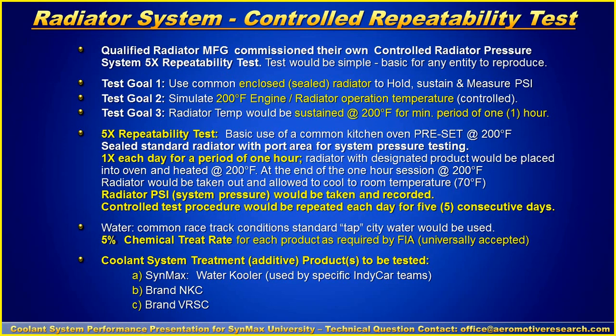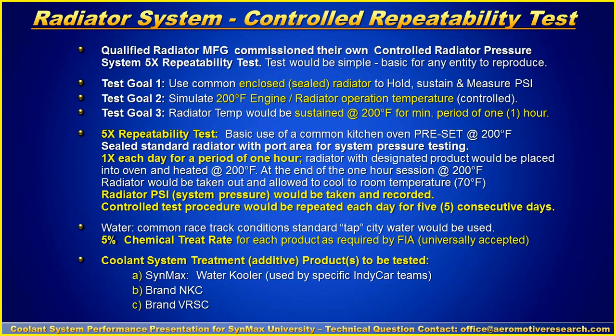The test used a common kitchen oven, preset at 200 degrees. A sealed standard radiator with the port areas for system pressure testing was provided. One time each day for a period of 1 hour, the radiator with the designated product would be placed into the oven and heated to 200 degrees. At the end of the 1 hour session at 200 degrees, the radiator would be taken out and allowed to cool to room temperature. The pressure was recorded, taken and reviewed. The controlled test procedure would be repeated each day for 5 consecutive days. So it took 3 weeks.